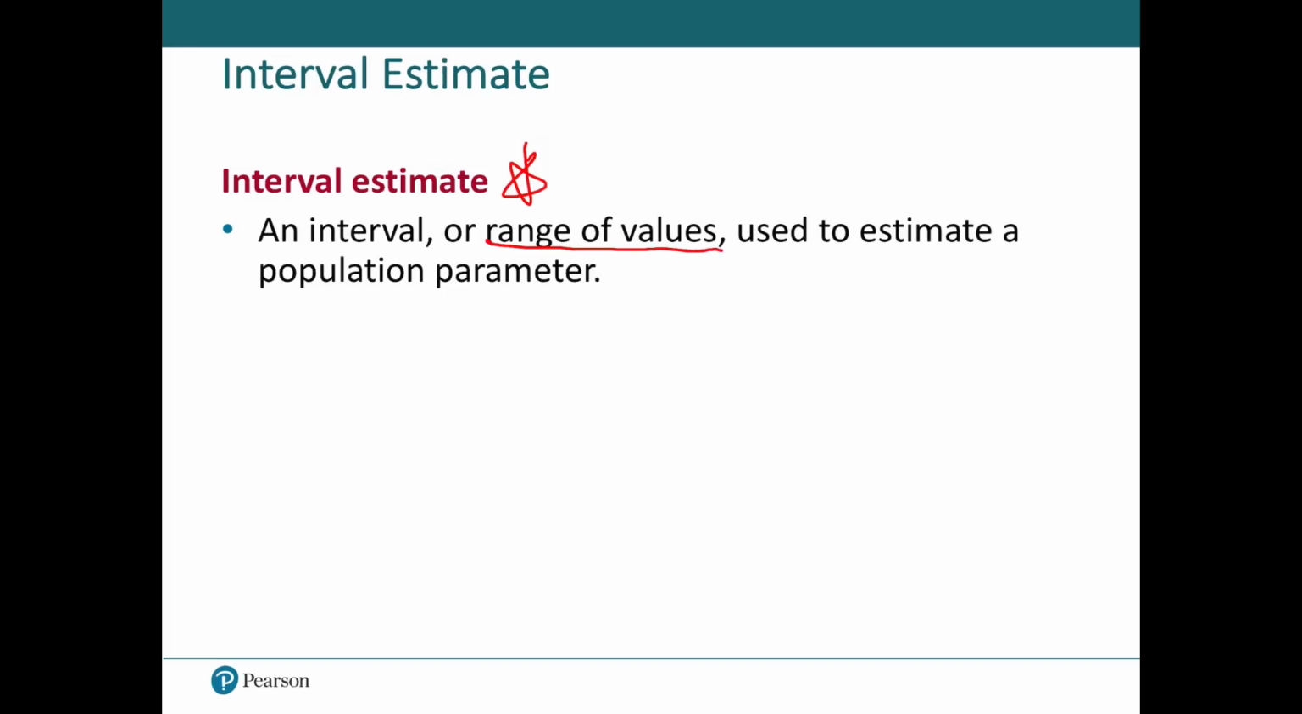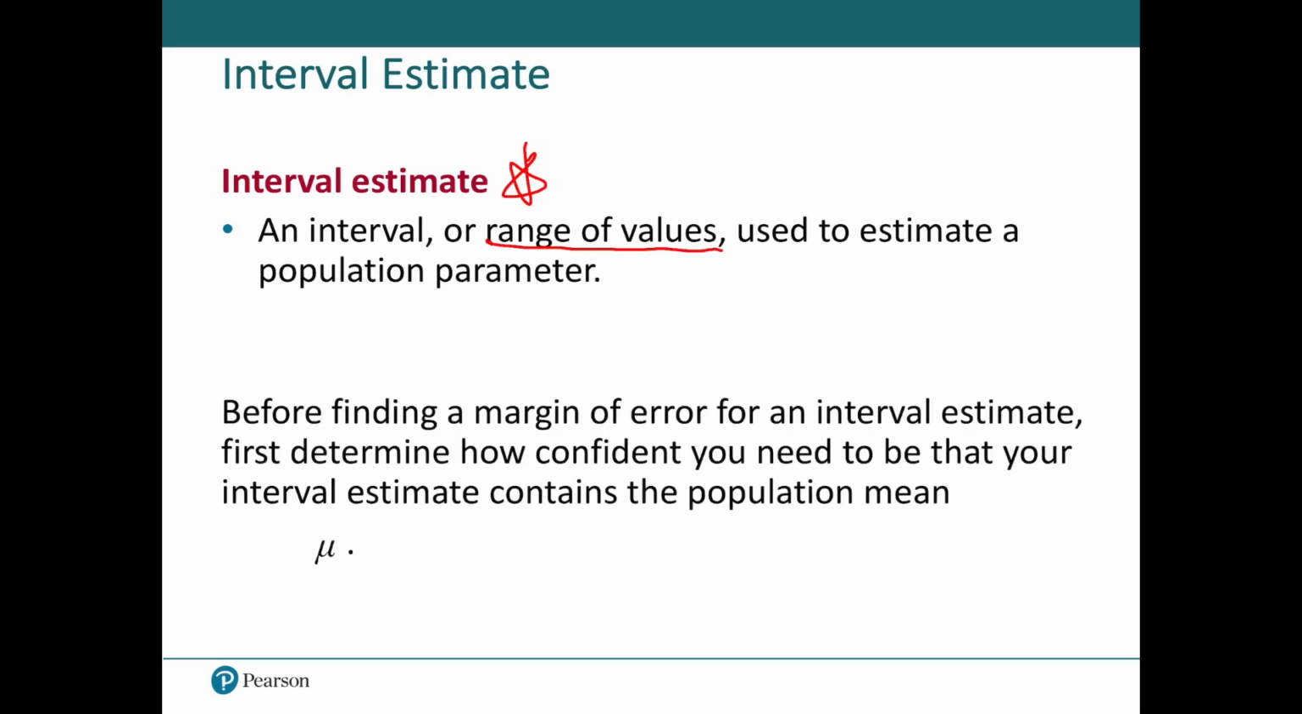Now the interval estimate, which is much more important. That's what we're really talking about here. The range of values, the believable values used to estimate a population parameter, especially the mean and, of course, the population parameter called the proportion. Those would be the only ones we see.